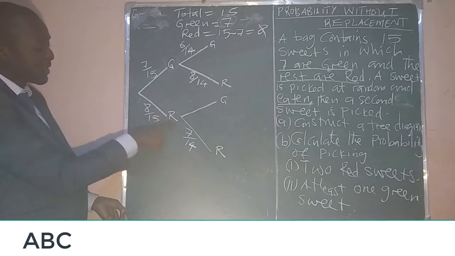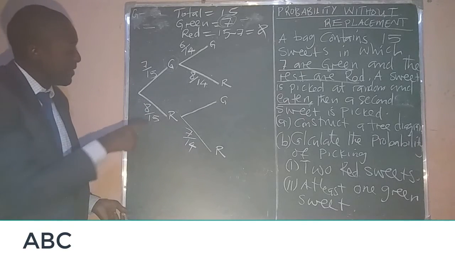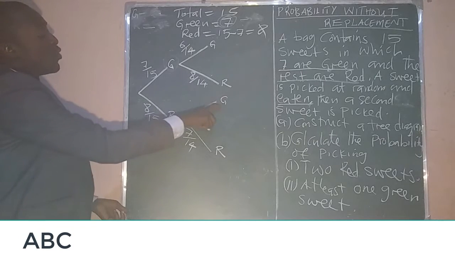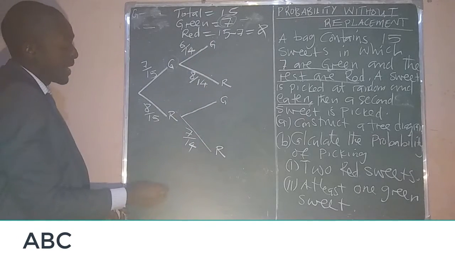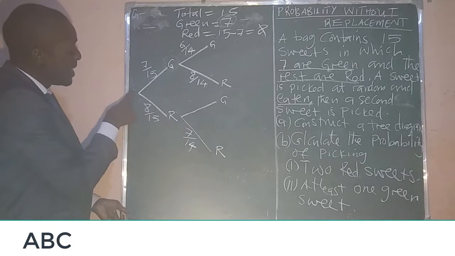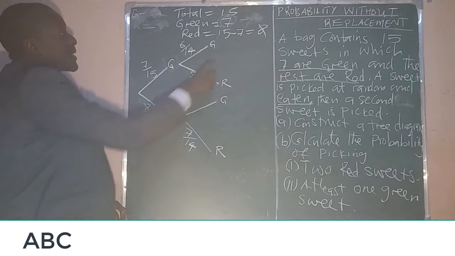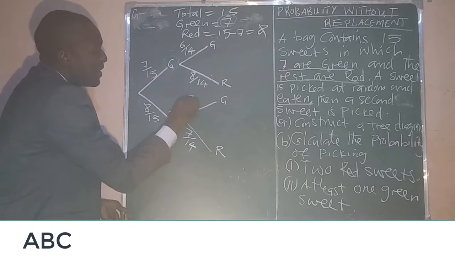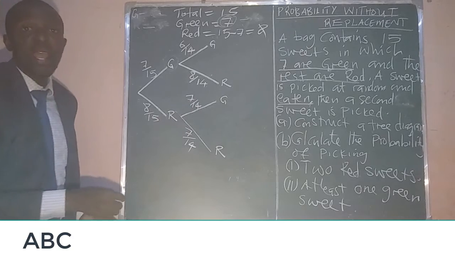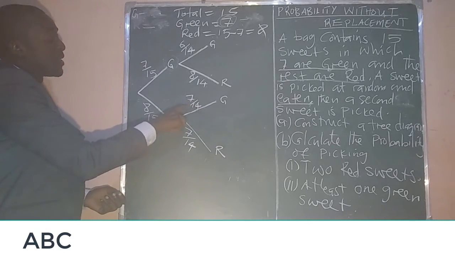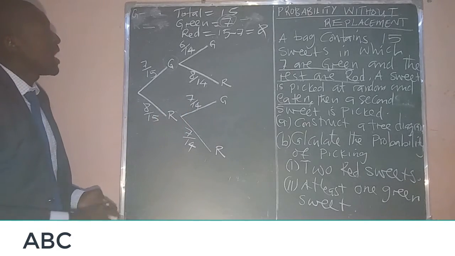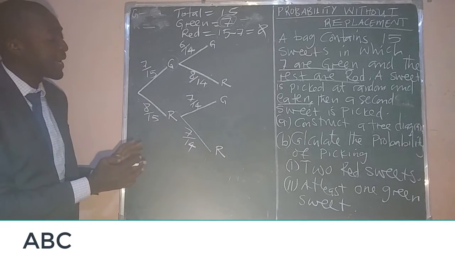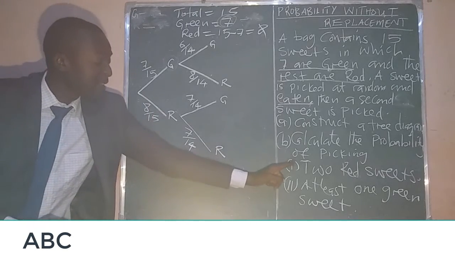If red reduces by 1, it means that even the total number will reduce by 1. And here, the number of green will remain 7 that we had. Red reduced by 1, but green will remain the same. The original number for green will be here. So we are going to have 7 over 14, which you can also write as 1 over 2, because 7 can go into 7 and 7 can also go into 14. So now we have constructed our tree diagram. After constructing our tree diagram, there are some questions that follow.